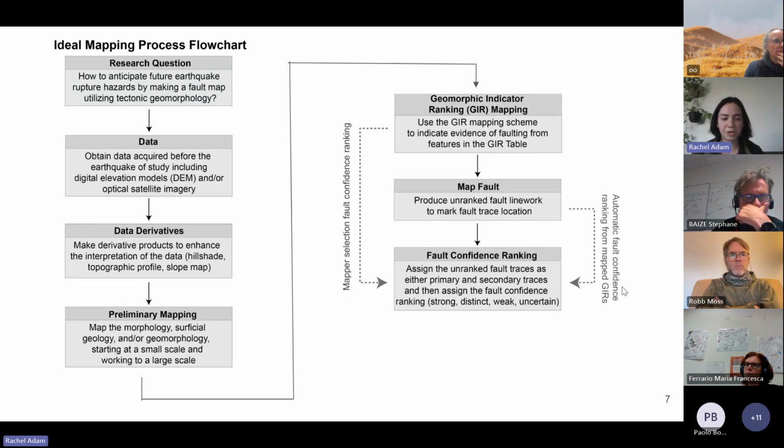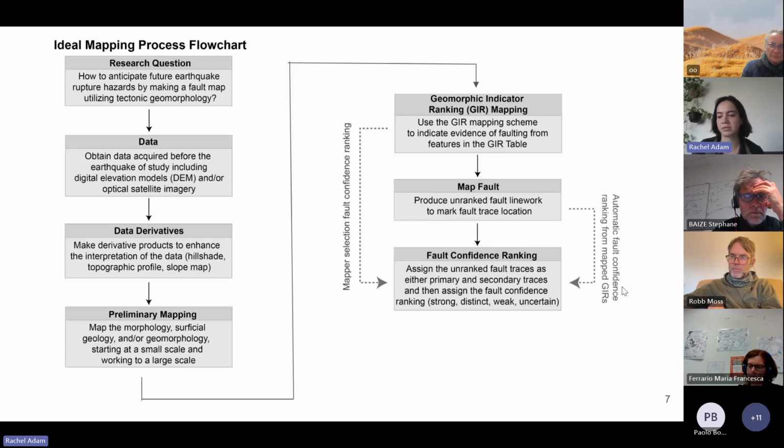You'll then move on to the preliminary mapping, where you map the morphology, concave, convex, slope breaks, surficial geology, which would be advantageous in arid landscapes or alluvial fans, or geomorphology, trying to work from a fine scale to a large scale. You'll then move on to the GIS mapping, which is our shapefile, where you plot all of the points in a point shapefile for evidence of faulting. You'll then map the fault line without using our confidence ranking yet, just to ascertain the fault location, and then apply our confidence ranking. But I will go through each of these steps using an example from one of the mapping assignments that we introduced to the students.